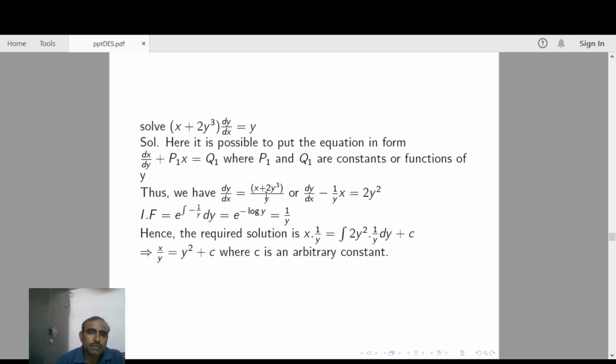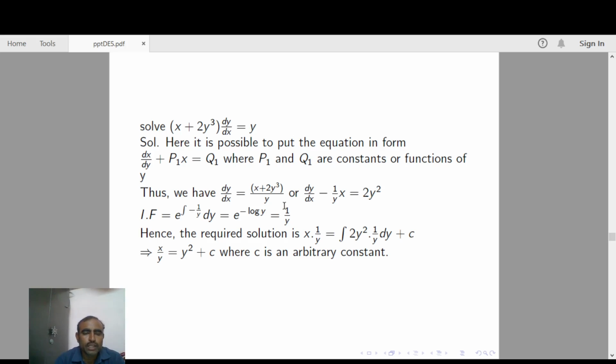x by y, I bring x by y to the left side. You will get dx by dy minus 1 by y x is equal to 2y square. Now this is in the form of dx by dy plus p1 x is equal to q1, where p1 is equal to minus 1 by y, q1 is equal to 2y square. Now find I.F.